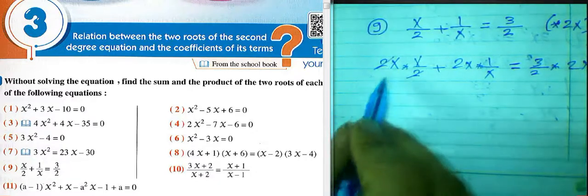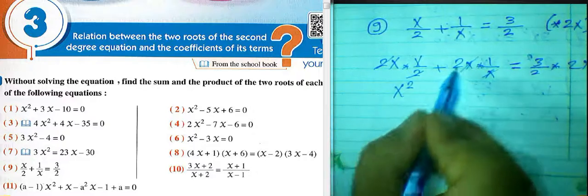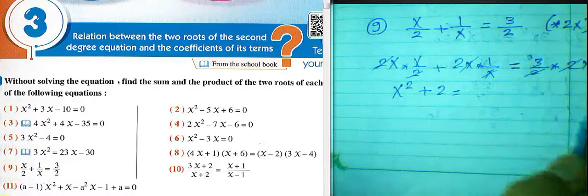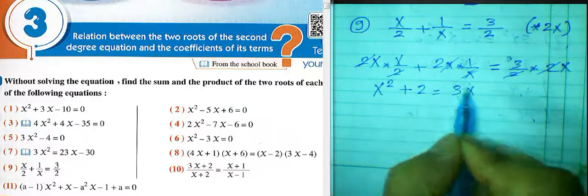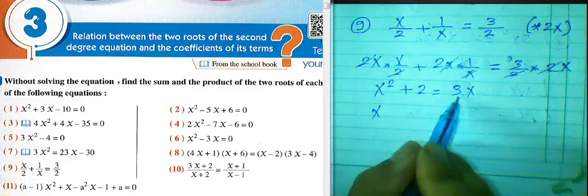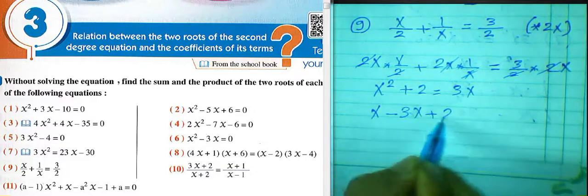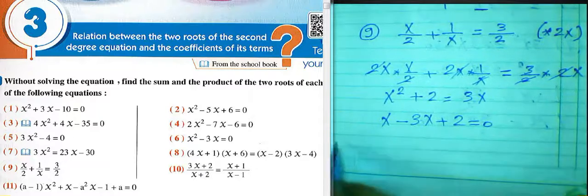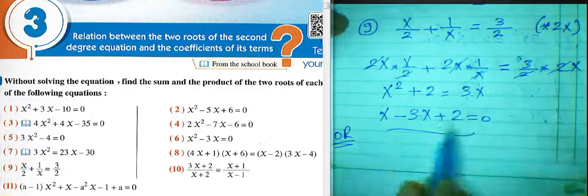2 over 2 equal 1, x multiply x equals x power 2, 1 times 2 equal 2, 2 divided by 2 equal 1, 3 multiply x equal 3x, and we can find the result moving 3x to the left hand side equal negative 3x plus 2 equal 0. It's the first method, or someone can solve it by another method.